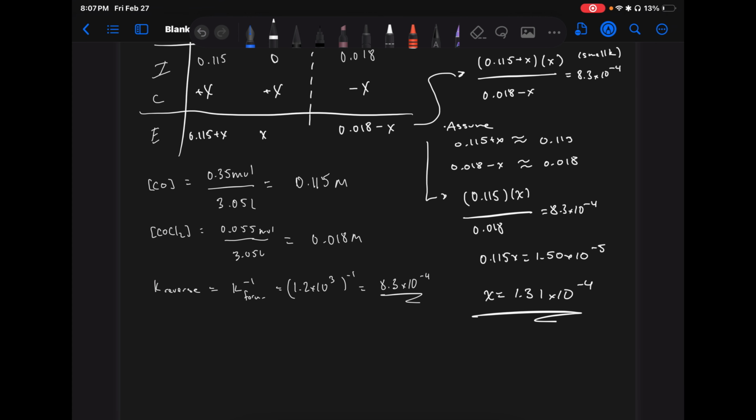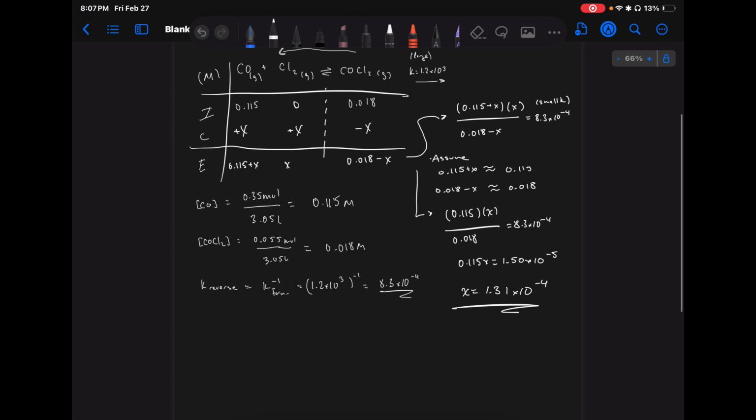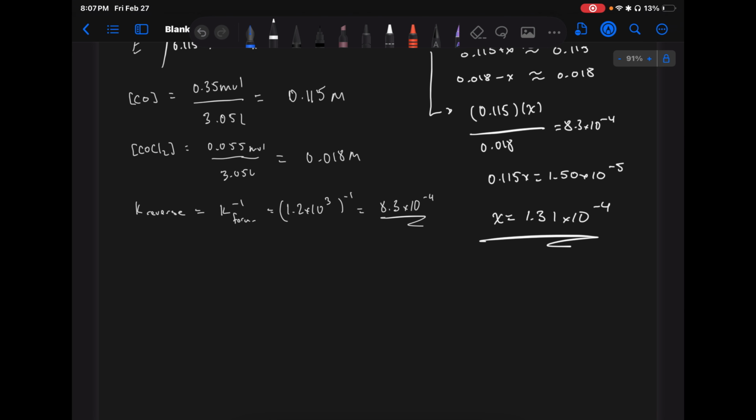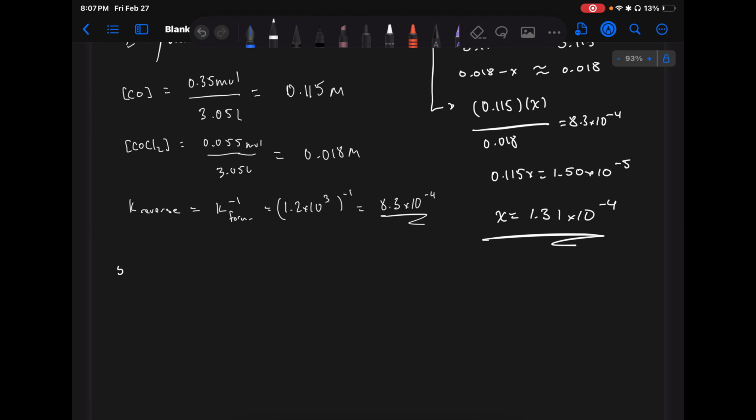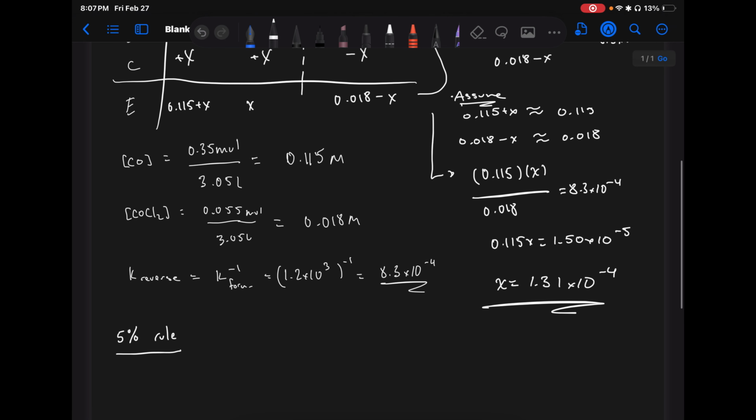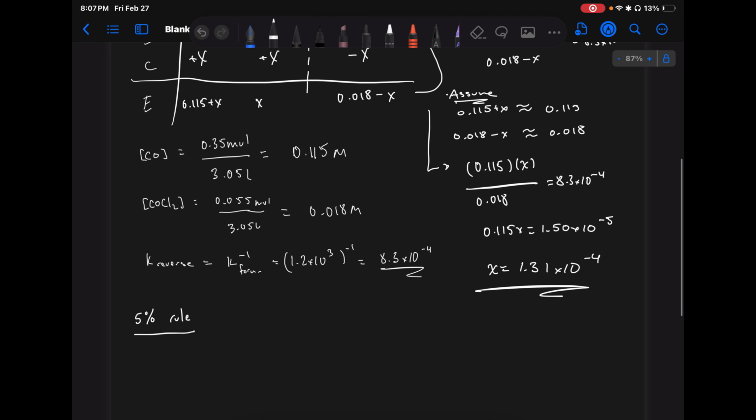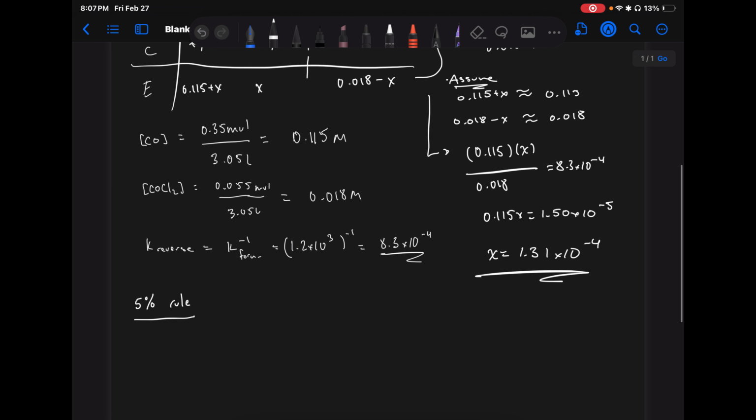We're almost done, but because we made those assumptions, we need to check them with the 5% rule. We'll do that down here. In order for this assumption to hold true, we just have to take the x value and divide it by what we added to or subtracted it from. So we'll do that right now.